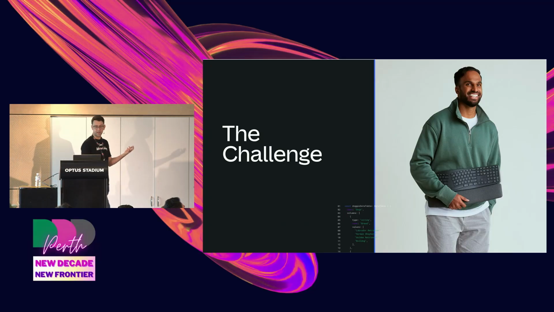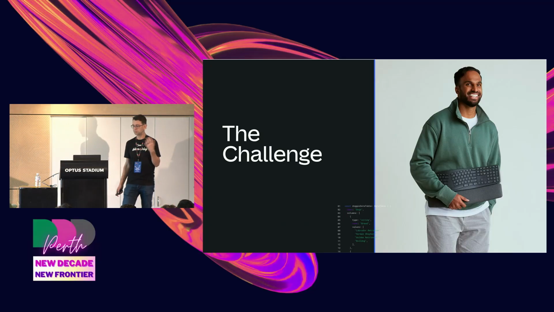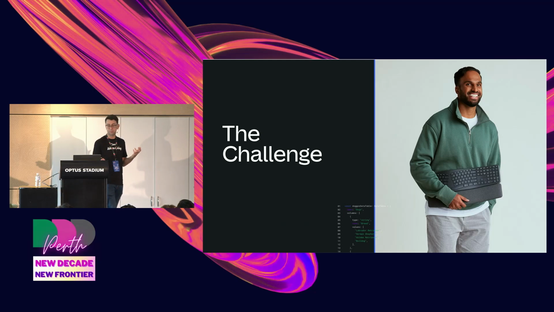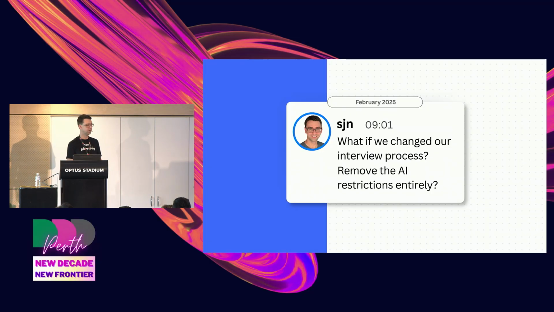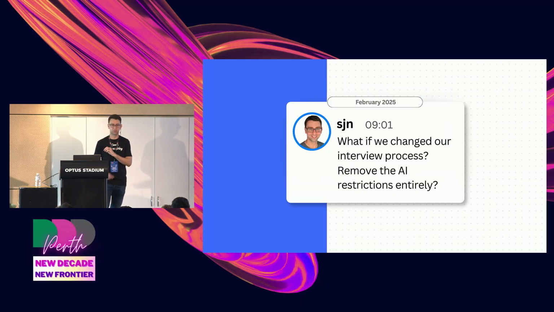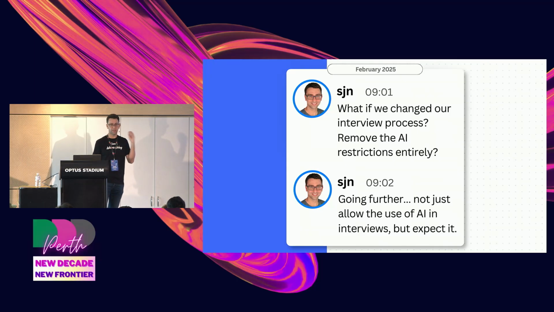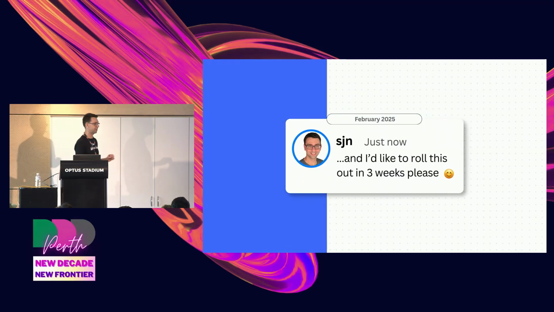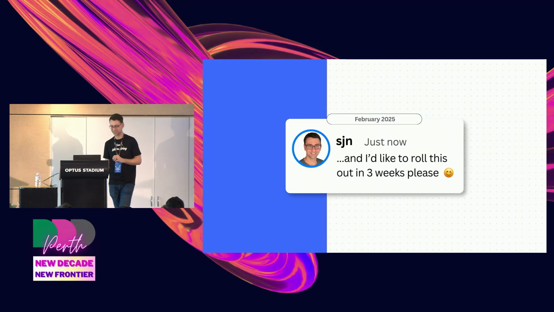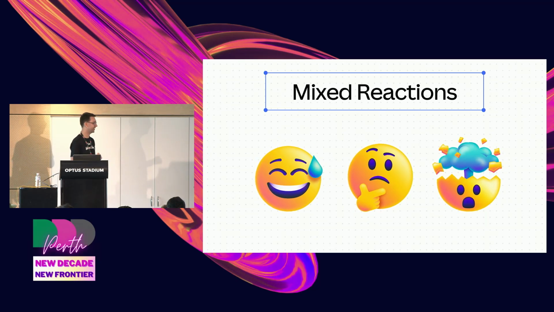And so with the decision made, I turned to our engineering interview process team, the folks I mentioned previously, who are a bunch of people who, besides their day job, also work together to manage and improve the engineering interview process at Canva. So in the middle of February, when I got back from vacation, I gave them a challenge. I said, what if we changed our interview process to remove all restrictions on AI? And actually going further, what if we not just allowed the use of AI, but actually expected it in interviews? And if we could roll this out in 3 weeks, please, that would be great. Thanks. We like to move fast at Canva.